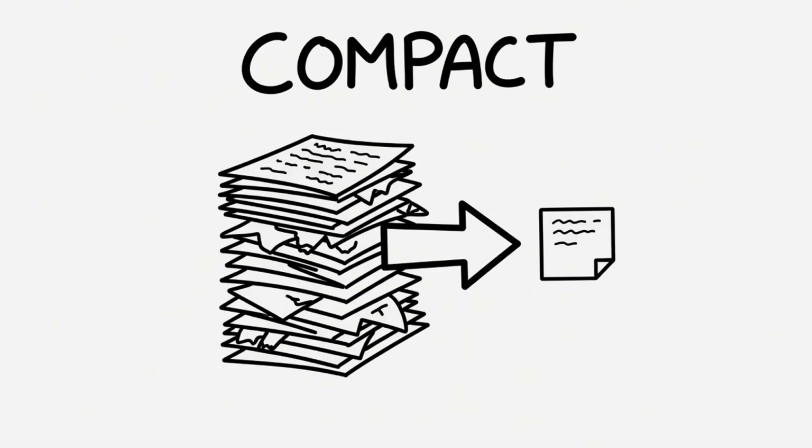2. Compact the history. When the conversation gets long, summarize the old turns down to a few lines. Keep the decisions, drop the transcript. Nobody needs the full play-by-play of how you got here. Don't use the built-in compact feature. It sucks. Build your own.